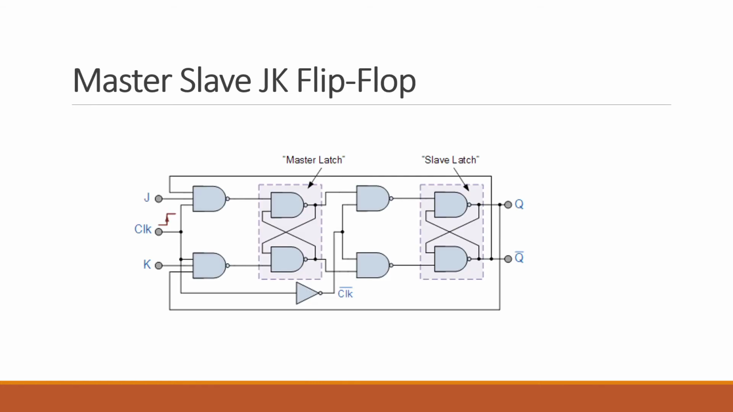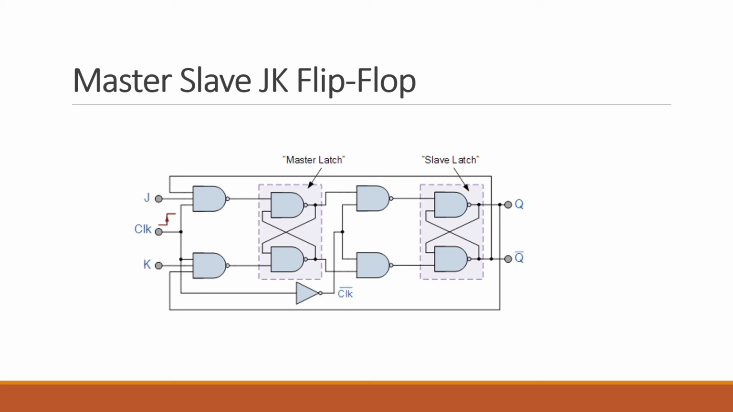So this is the circuit diagram of a master slave JK flip-flop. As shown, it has the same inputs as the normal or the basic JK flip-flop, with the J input, the K input, and the clock input. The main difference or the main focal point of this diagram is that the clock input for the master latch and the clock input for the slave latch are always the complement of each other. If the clock input for the master latch is 1, the clock input for the slave latch will always be the complement, that is 0.